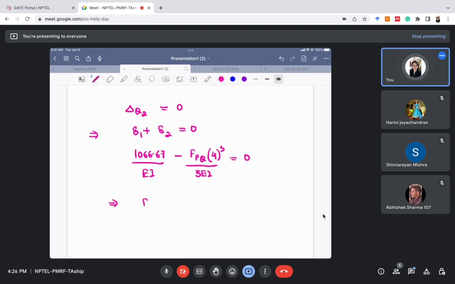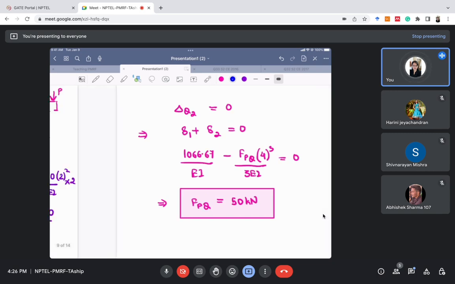From here we can get the value of FPQ. If we solve it, because EI will get cancelled, you'll get the answer nearly equal to 50 kilonewton. So this is the final answer.